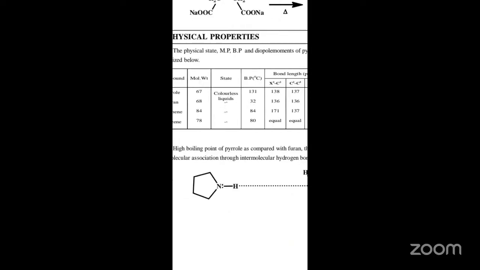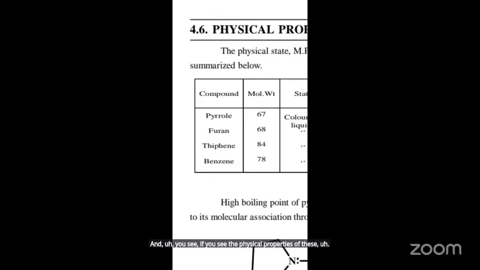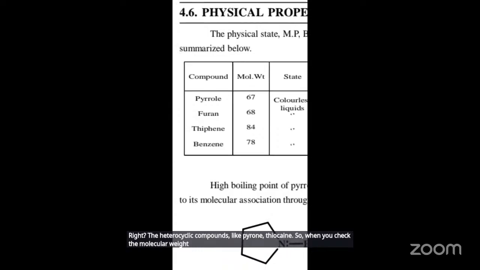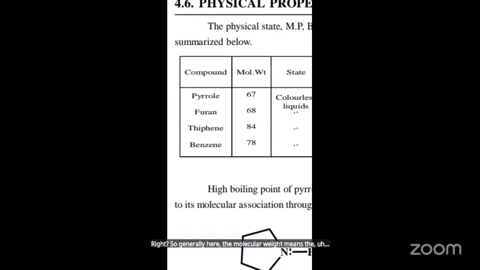And if you see the physical properties of these heterocyclic compounds like pyrrole, furan, thiophene, when you check the molecular weight of these compounds, pyrrole is 67, furan is 68, thiophene 84, benzene is 78. You know how to calculate the molecular weight, right? Generally here the molecular weight means the total atomic weight.